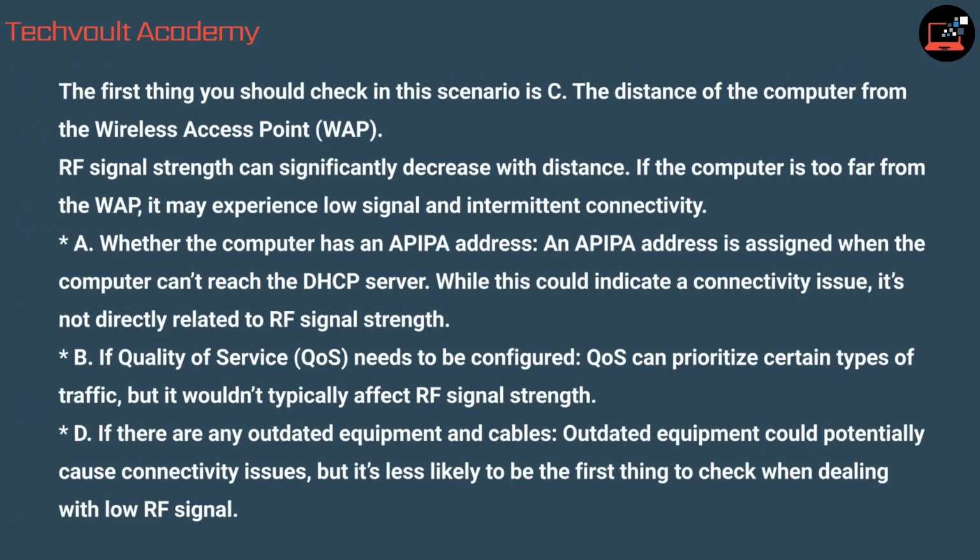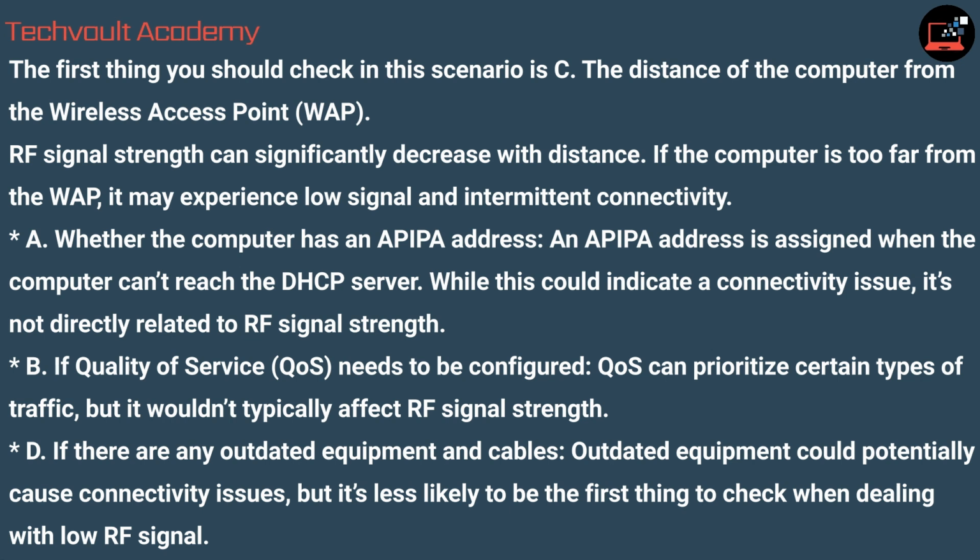The first thing you should check in this scenario is C, the distance of the computer from the wireless access point, WAP. RF signal strength can significantly decrease with distance. If the computer is too far from the WAP, it may experience low signal and intermittent connectivity.